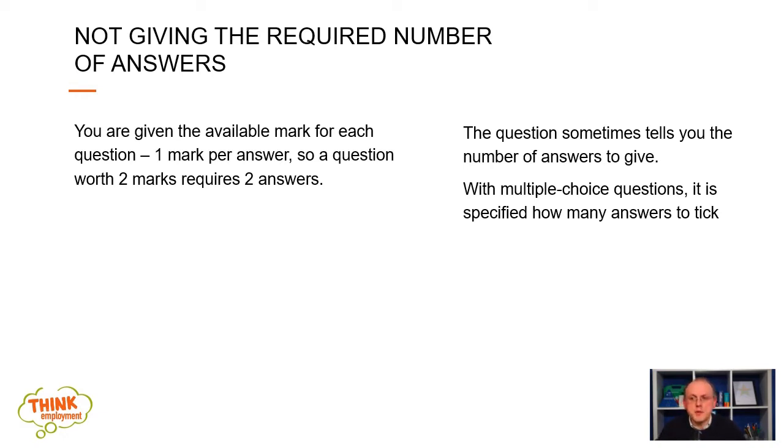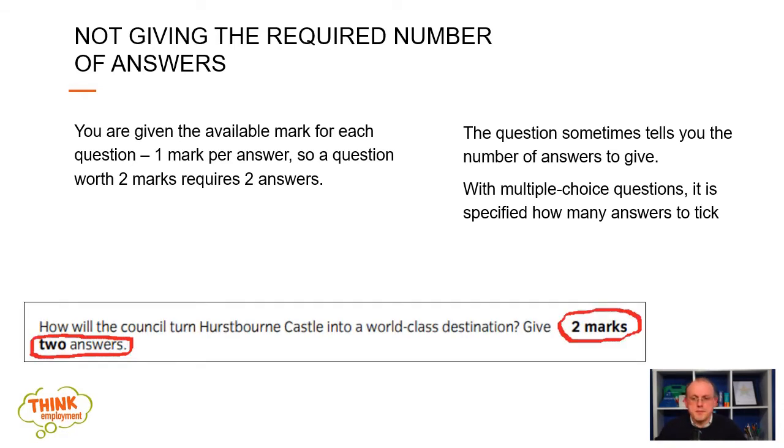Sometimes the question tells you the number of answers to give. And with multiple choice questions, it is specified how many answers to tick. So let's have a look at some examples. Here we've got, how will the council turn Husband Castle into a world-class destination? Give 2 answers. Here you know you need to give 2 answers specified within the question, and you know the answer is worth 2 marks, so 2 answers to give.